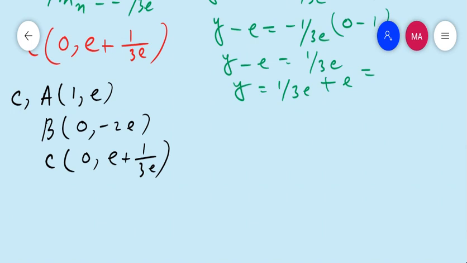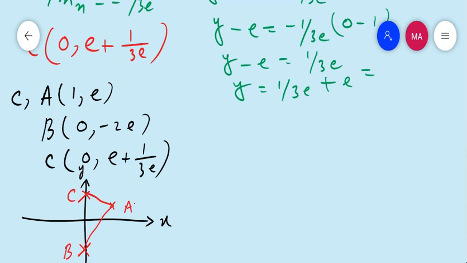The target is to find the area of the triangle. So if I roughly draw the x and y-axis, first we have to plot (0, -2e). So x is 0 on the y-axis, so the point should be over here, and (0, (e + 1)/3e), the point should be over here. So this is B, this is C, and (1, e) should be over here. This is A. So if I join these 3 points, triangle ABC has formed.